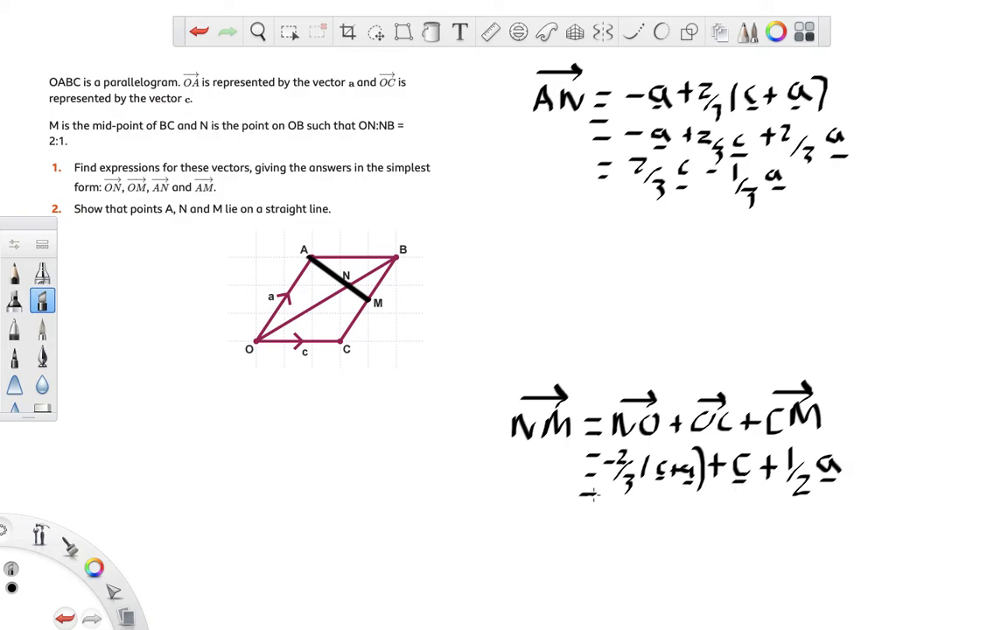Okay, so then we've just got to tidy that up. So we've got minus 2/3 of C minus, so watch that, it's minus times a plus, it's minus 2/3 of A plus C plus a half of A. Again, we just need to tidy this up really, so for the C's we've got 1 minus 2/3, so that is a third of C. And then tidying up the A's, well, we've got minus 2/3 plus a half, so plus 0.5, and that is minus a sixth of A.